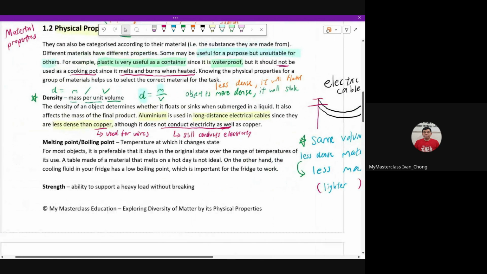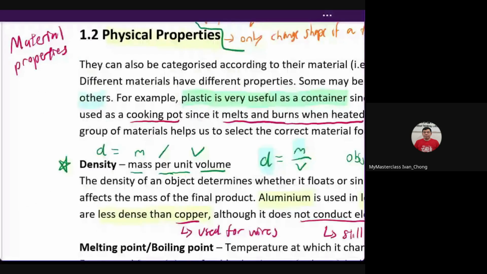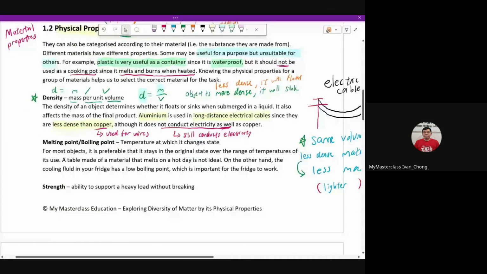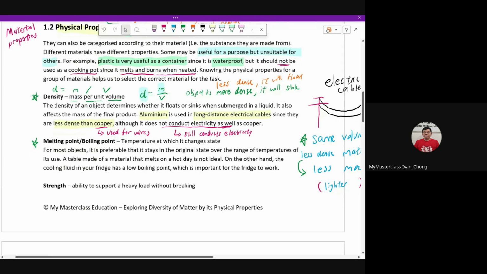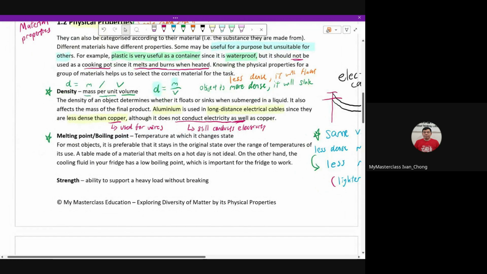Okay, next one. This one is nothing unfamiliar to most of us. First thing, melting point and boiling point. This is just the temperature where your object changes state. But this is very, very useful because sometimes I want a material that can withstand certain temperature. So for example, a table cannot choose something that melts easily.